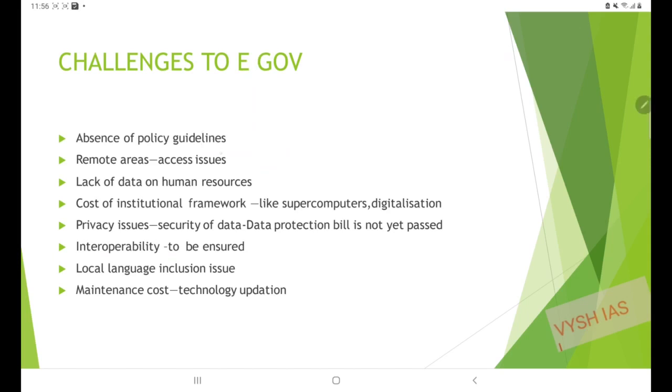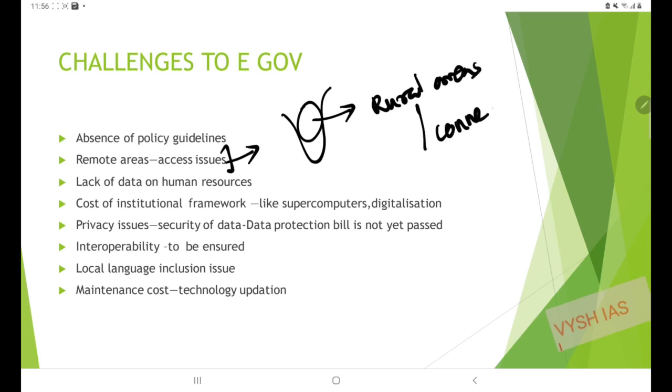With respect to remote areas and access issues, here we have to take note that most of the Indian population is residing in rural areas. In the rural areas we have serious connectivity issues. Internet penetration is very low in rural areas. So if internet penetration itself is low, how can you give services in an online mode? That is not possible. So first we have to concentrate on projects like BharatNet to increase the coverage and speed of the internet.